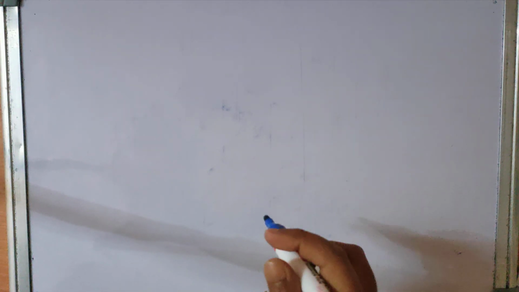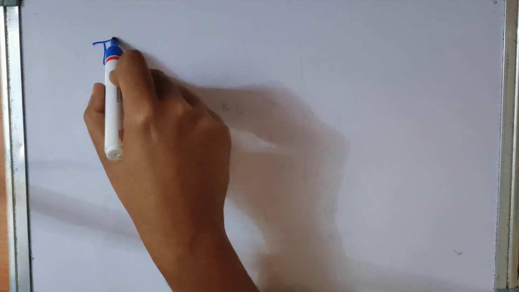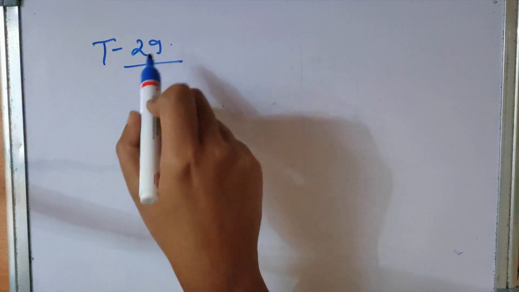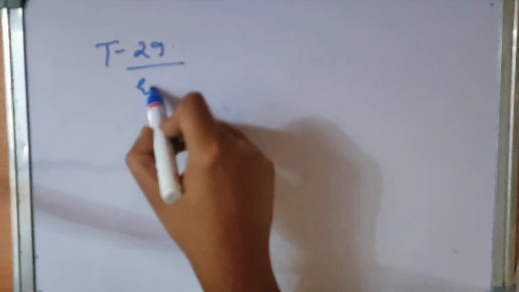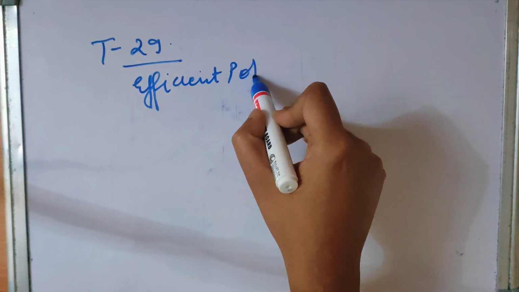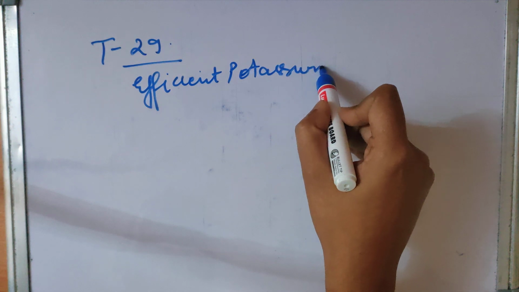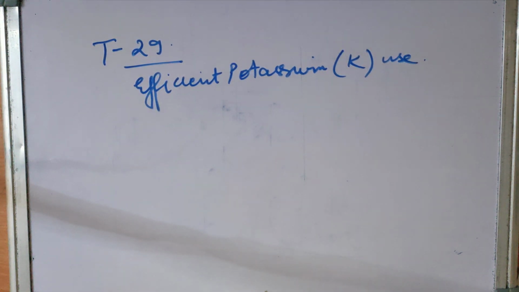So today we are going to discuss topic 29, that is efficient potassium use. When you look into the syllabus, you will see written there efficient phosphorus and potassium use. In topic 29 we are going to discuss efficient potassium use, and in the next topic, topic 30, we will discuss efficient phosphorus use. I hope you all understand it.